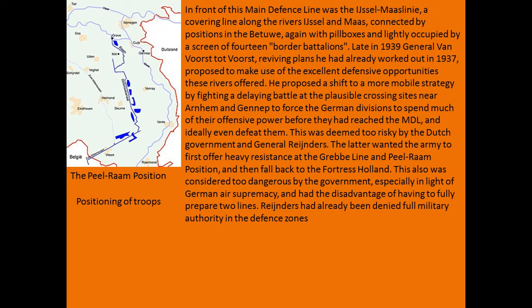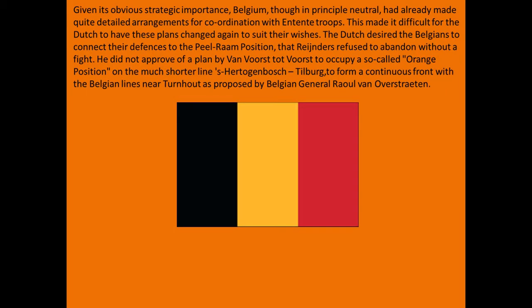Along the line, here's Germany, and here is Nijmegen, Gennep, Uden, Grave, and Ram, and these defensive positions here. Given its obvious strategic importance, Belgium, though in principle neutral, had already made quite detailed arrangements for coordination with Entente troops, and that's Dutch and French troops.